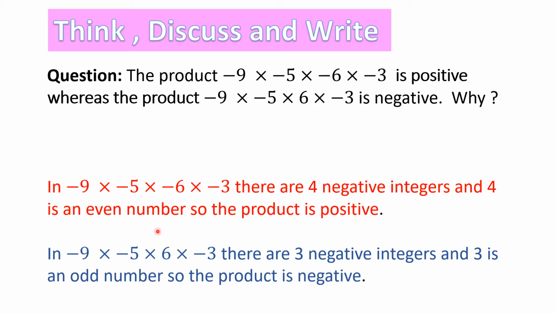Now the second part, why is it negative? Because even if there are 4 numbers, there are only 3 negative numbers among them, right? So there are 3 negative integers and 3 is odd, and therefore the answer will be negative, right? Now let's multiply and see once. Minus minus we get plus, plus minus we get minus, again minus minus we will get plus, so a positive answer, right? Now let's try here. Minus minus plus, plus plus plus, and plus minus minus, so we get a negative answer here, right? So that is what they're telling us.